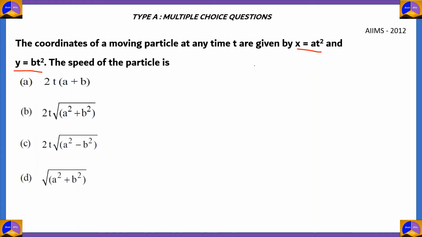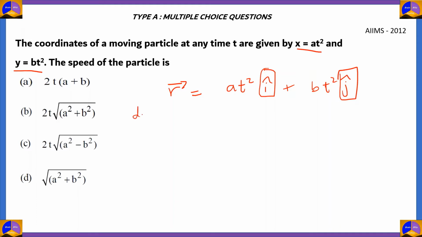Obviously, this question requires us to do a little bit of differentiation. But how do we differentiate it? The vector r, which is the position vector, can be written as at squared i cap plus bt squared j cap. Because in our question, the x coordinate is given as at squared and the y coordinate is given as bt squared. i cap represents the unit vector along the x-axis, j cap represents the unit vector along the y-axis. So this is how we represent each coordinate in the given position vector.